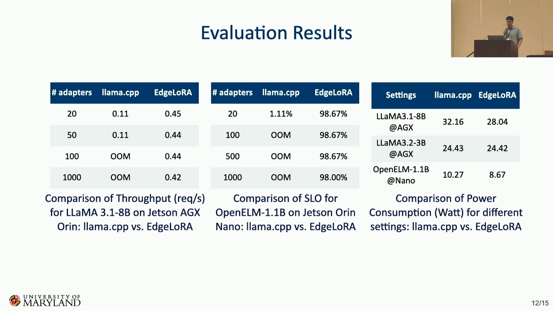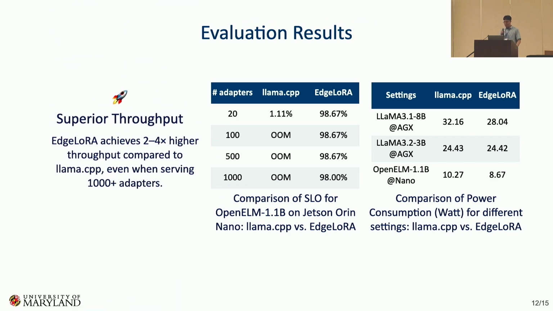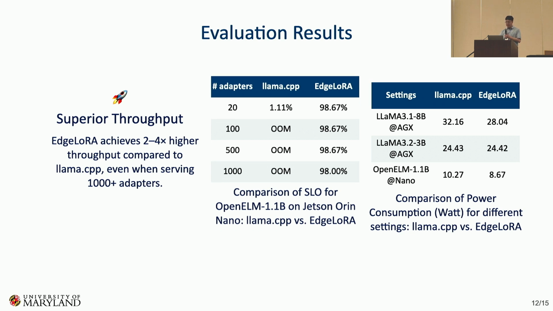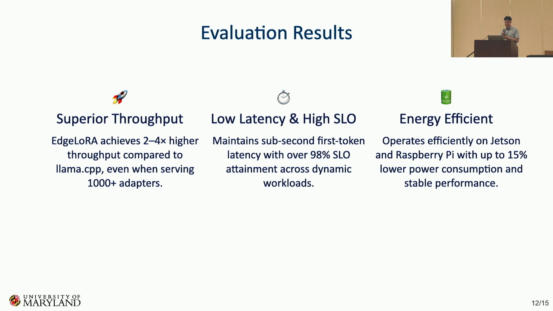Real-world testing across devices shows big wins. EdgeLoRA achieves 2 to 4 times higher throughput compared to vanilla Llama.cpp, even while managing thousands of adapters. We consistently meet sub-second first token latency, maintaining over 98% service level objectives. The energy consumption is also reduced, making EdgeLoRA more sustainable for edge deployment. This result shows that efficient multi-tenant large language model serving at scale is achievable on edge devices.